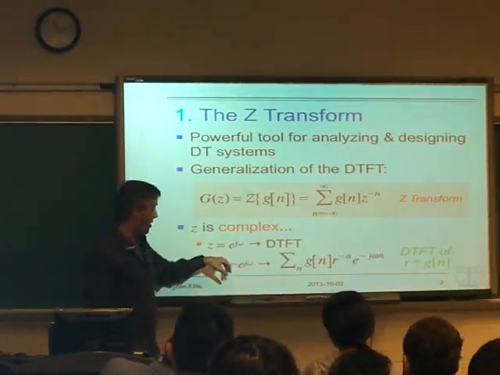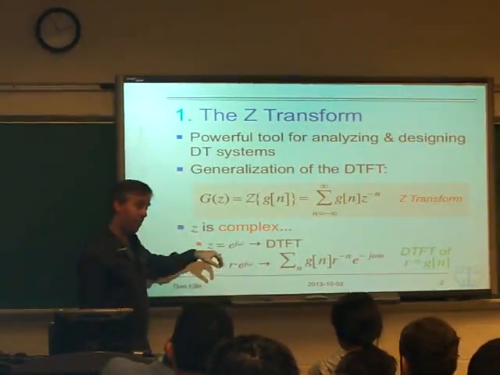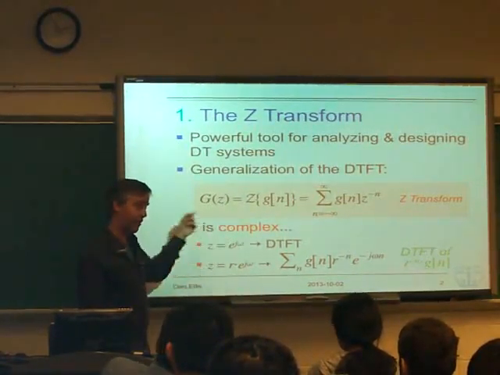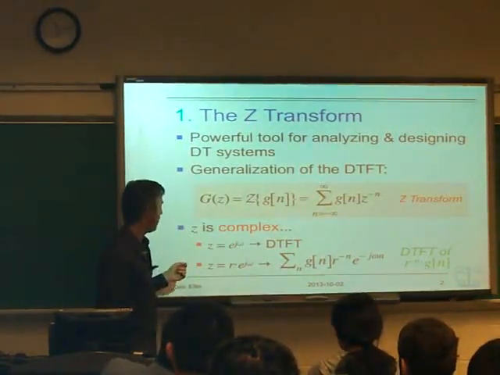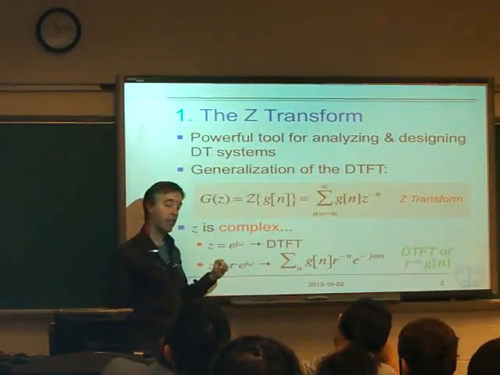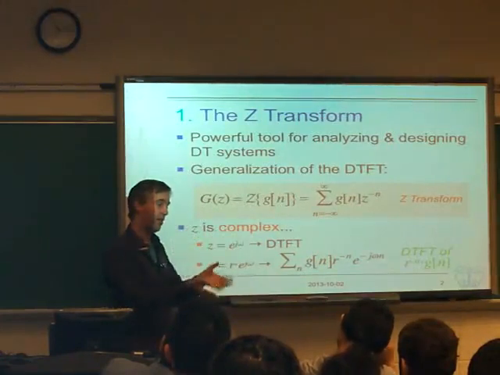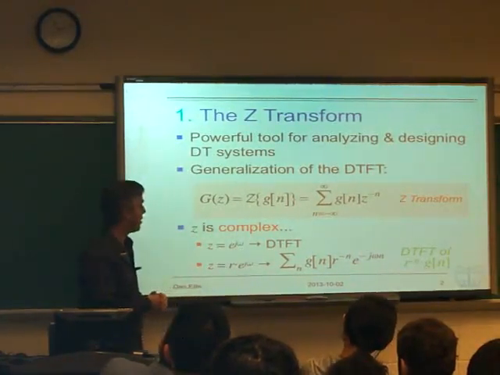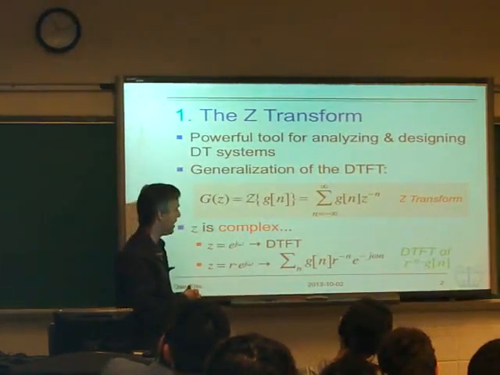G of e to the j omega is a circle on the z-plane, right? It's just the complex values of magnitude 1. We could have z equal to r e to the j omega, which would be a set of points on a circle of radius r on the z-plane, on the complex plane.